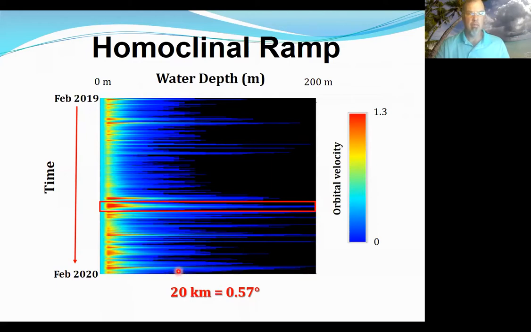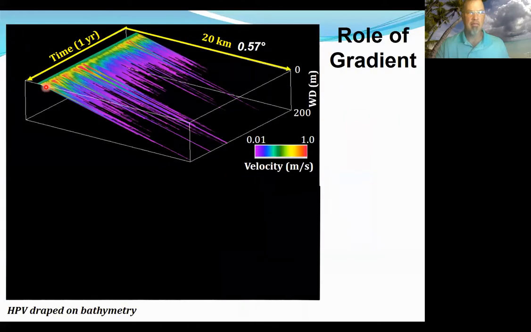Now this is for a steep ramp. This is 20 kilometers across, so 0 to 200 meters water depth across 20 kilometers. It's a little over half a degree. We could look at the same data. So now, let's plot this draped on depth. Again, here's our shallow to deep. Here's February through time, Hurricane Dorian, to February.